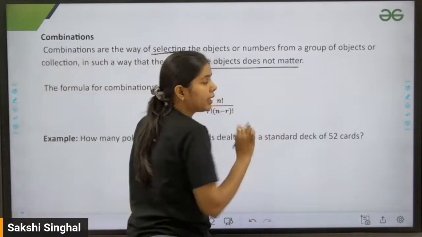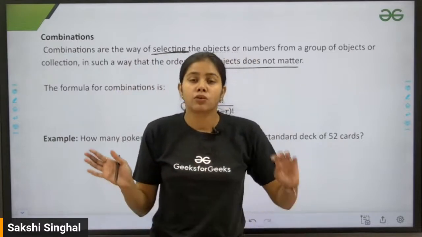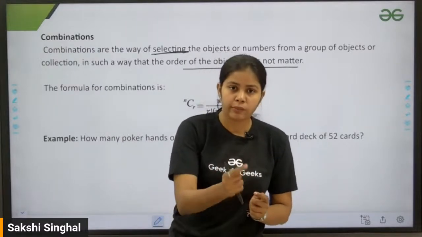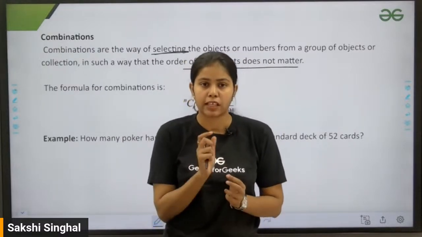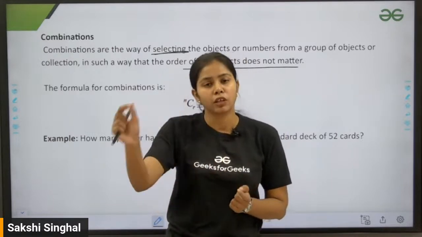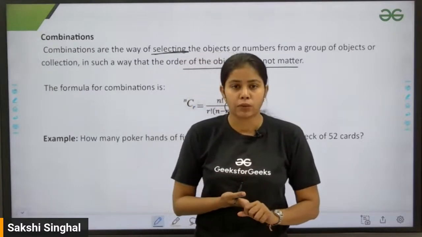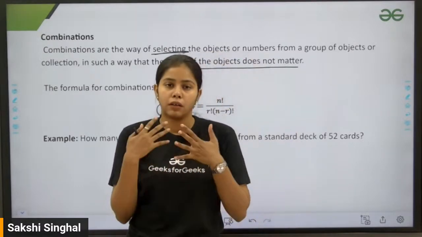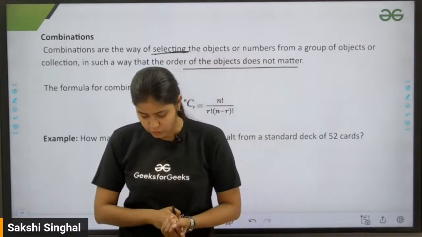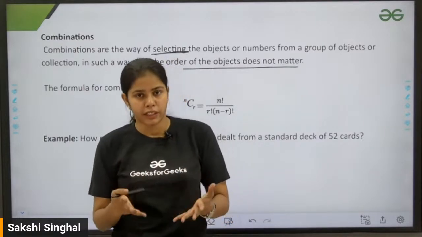So you can see here that we have written order of the object does not matter in combination. So by studying the question, you have to understand whether order matters here or order does not matter. If order matters, then I'll go for the permutation formula. If order does not matter, I'll go for the combination formula. Students always have this doubt: how do I check whether I'm going to use permutation or combination? So these kinds of questions, right? I hope after this lecture you do not have this issue.